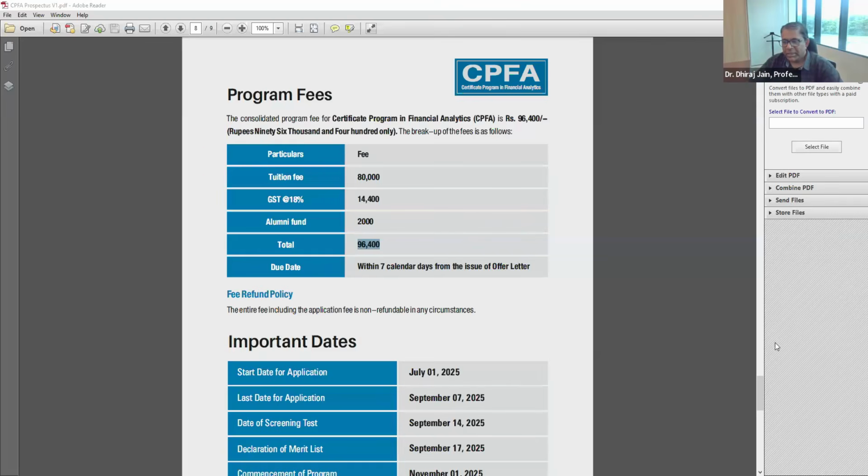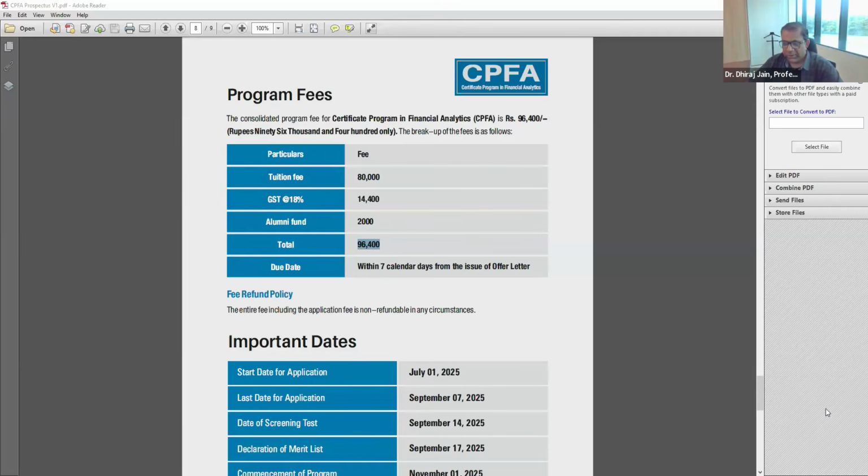Please share the brochure in the chat. See, Amit, the brochure is there on the NISM website. This brochure that I am displaying is there on the website. You can download it from there. It's now a public document, and you can also start filling the application form. All this information is there on the website also.